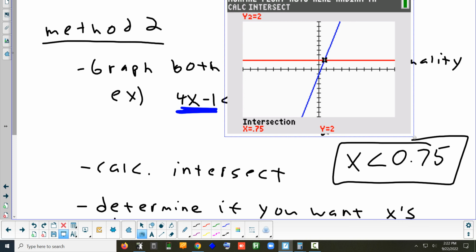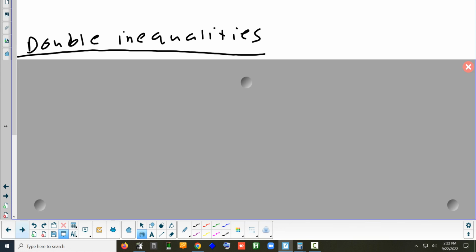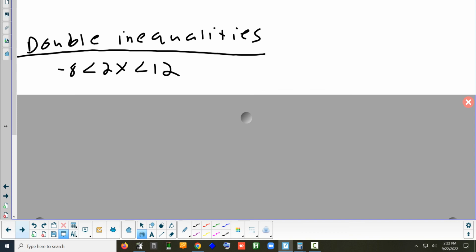Any question on that? Okay. So we had inequalities before that have an x in the middle, a number on the left, and a number on the right. That's like a double inequality.